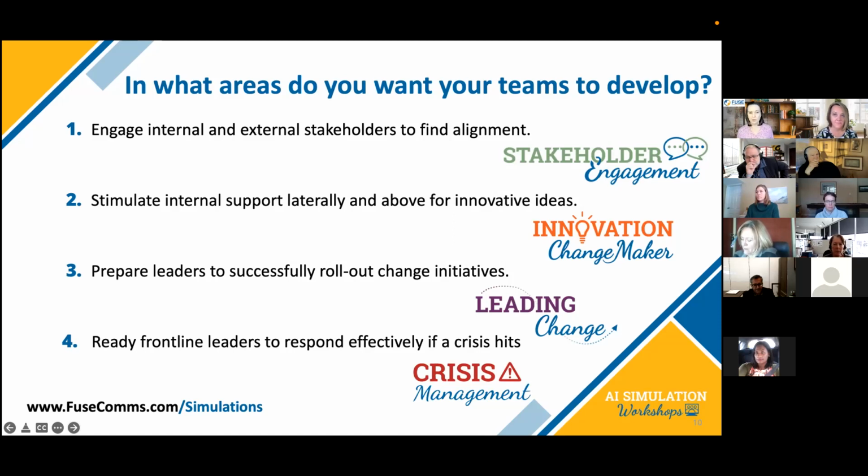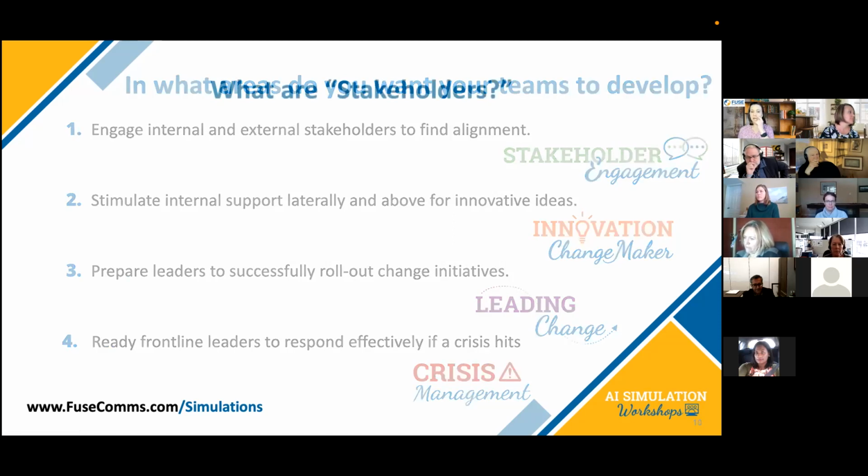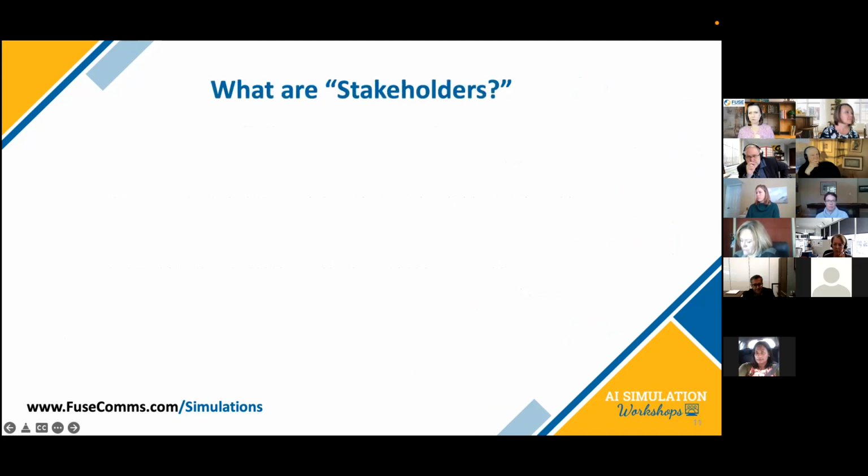Okay, so let's clarify what we mean by stakeholders. So type into the chat or come off mute and share with us, what do you think stakeholders are? What's the definition of stakeholders? Well, at its most basic, it's who has skin in the game, who's going to be impacted by whatever this action or decision or change or crisis. Right, Deborah. Yes, exactly. Who has skin in the game?